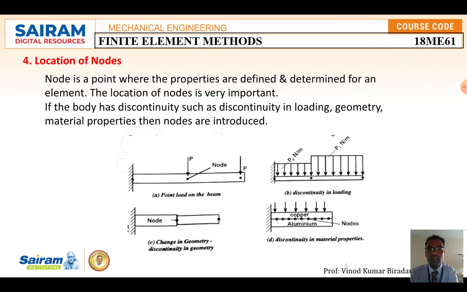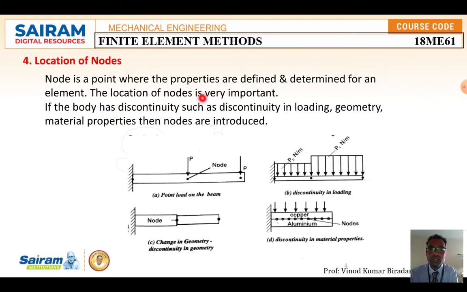Now coming to the fourth one, location of node. A node is nothing but a point or a joint. A node is a point where the properties are defined, and how many degrees of freedom we are going to define is part of that property. A node is a point where the properties are defined and determined for an element.